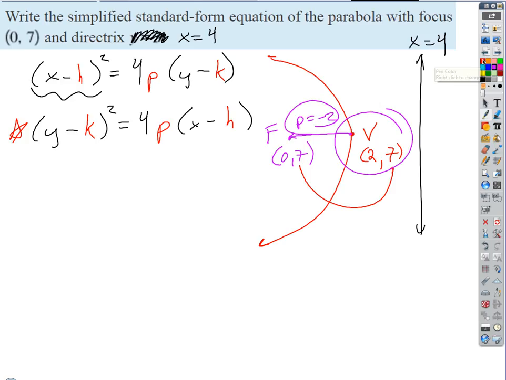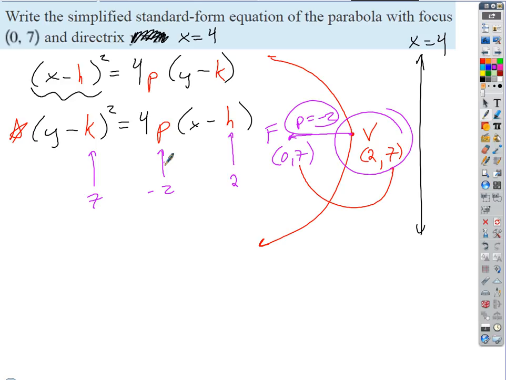So 2 goes in for h. What's the value of k? 7. And what's the value of p? Negative 2, good. That's all we do. Plug that stuff in and we're done.